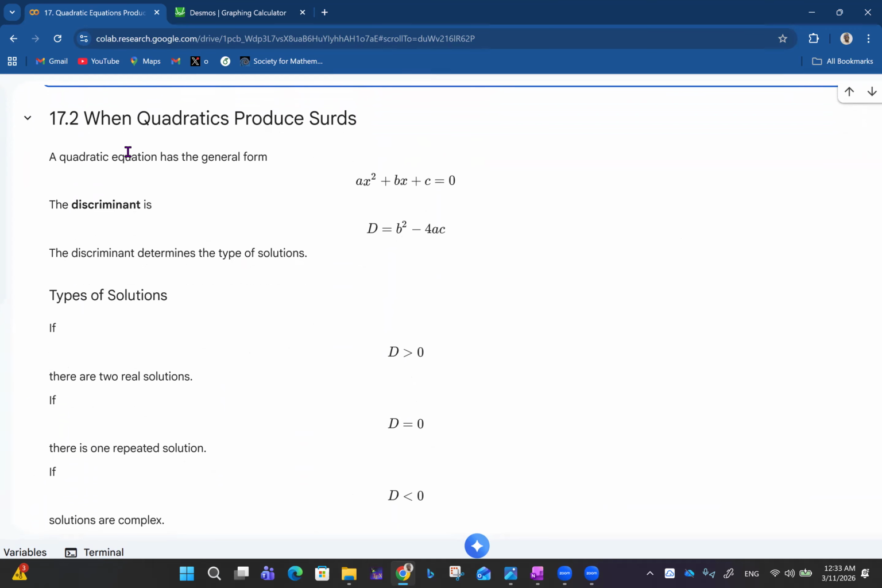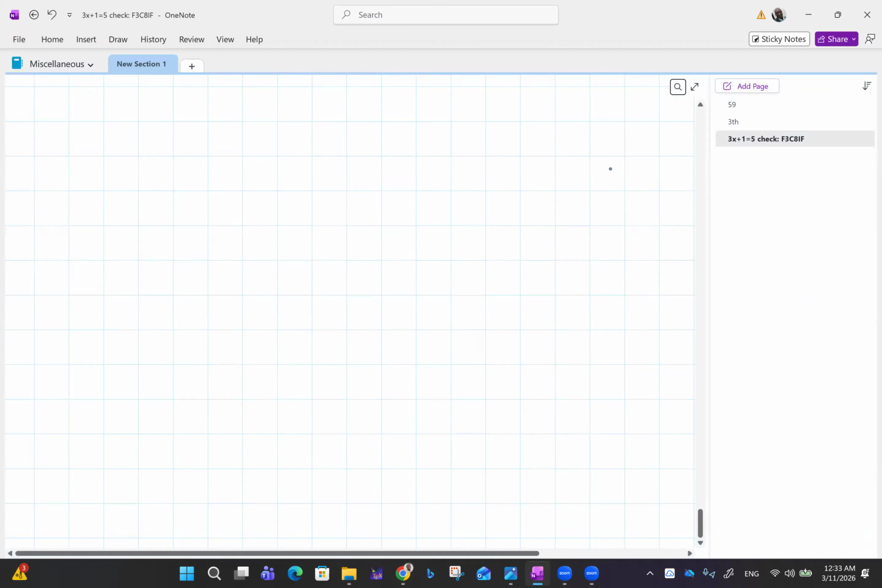A quadratic equation has the general form ax squared plus bx plus c equals 0. And as a result of that, we have a discriminant. The discriminant, called D, equals b squared minus 4ac. Well, in case you're wondering what the discriminant is, if you remember the formula, if you have ax squared plus bx plus c equals 0, using the completing the square method. Maybe this is the right time to talk about completing the square. Okay, let's try to complete the square here.